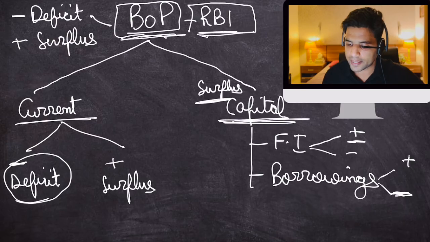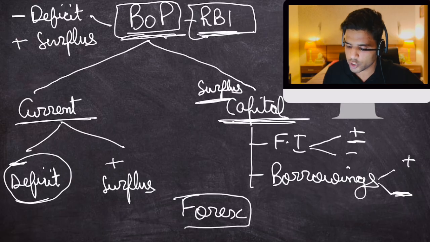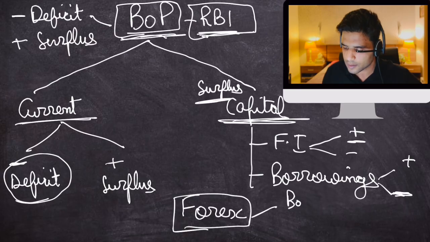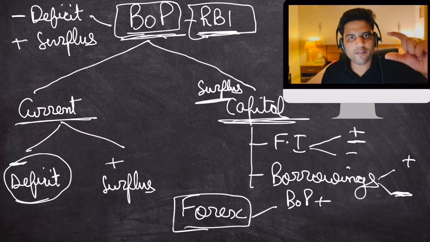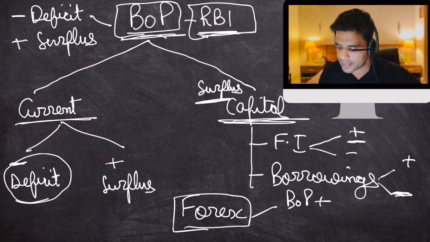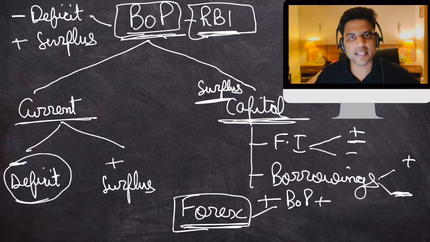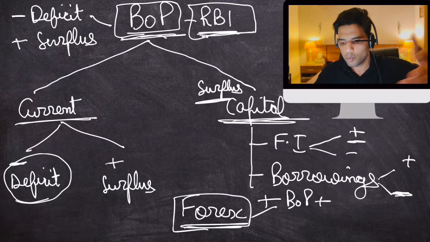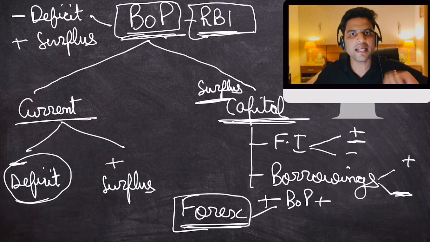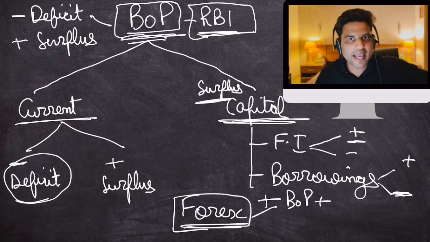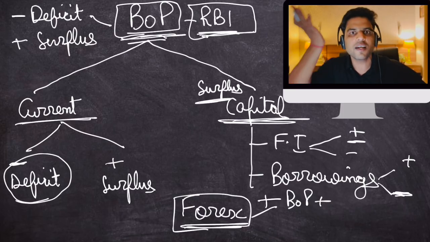RBI also maintains forex reserves, foreign exchange reserves. So whenever there is a balance of payment surplus, the amount of that surplus increases forex reserves. If the balance of payment surplus is $20 billion, RBI's forex reserves would go up by $20 billion. Basically, if within balance of payment there is extra money coming into India, that money goes to forex reserves. So RBI's forex reserves increase.